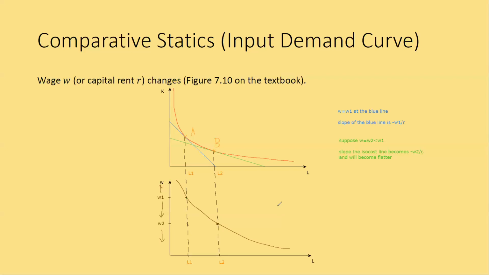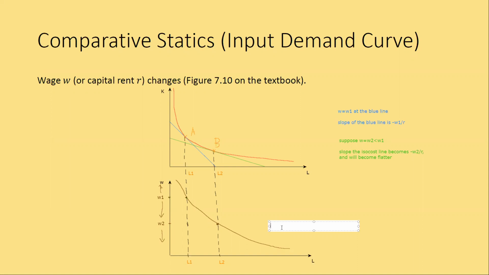Because when the labor becomes relatively more expensive, when the wage rate increases, the firm has incentive to substitute labor with capital and hence use less labor. And conversely, when the wage becomes lower, when it becomes less expensive to hire laborers, the firm would want to hire more laborers. So we can derive a curve on the second graph that shows us the relationship between wage rate and the amount of labor the firm would want to hire.